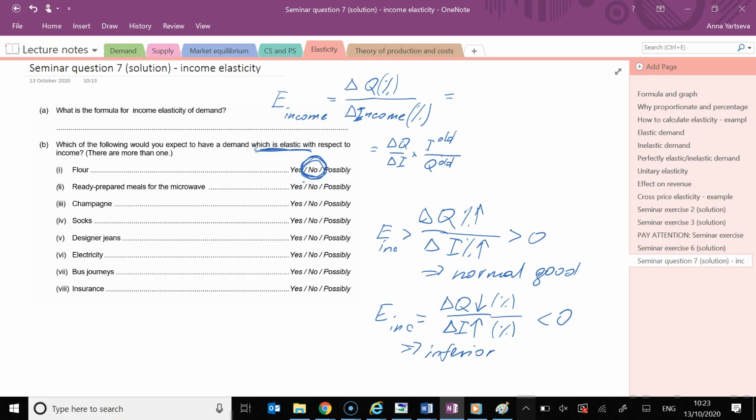Okay, ready prepared meals for the microwave. Are they likely to be sensitive? Yes, absolutely correct. This is likely to be more sensitive to changes in income. Let's imagine that the ready-made microwave meal costs like £3. Yeah, 2-3 pounds, a nice meal. It's decent, it's tasty, but it's rather expensive.